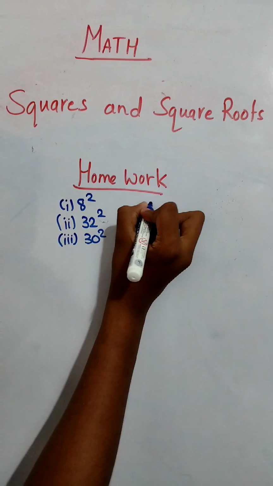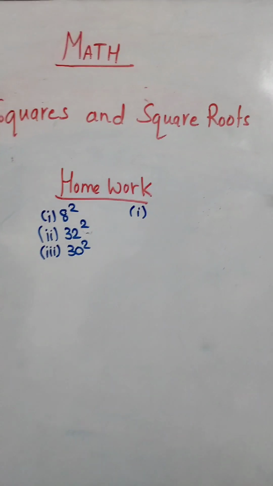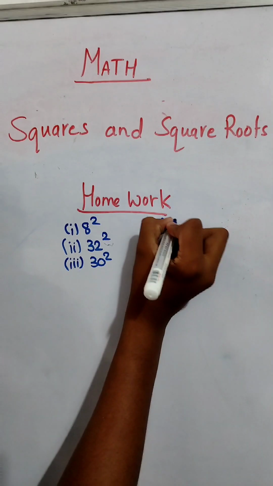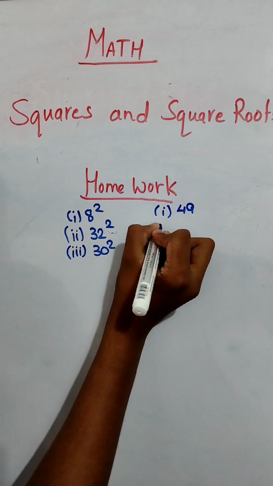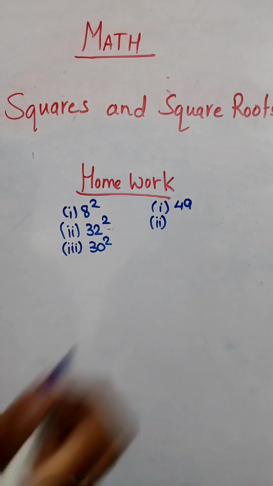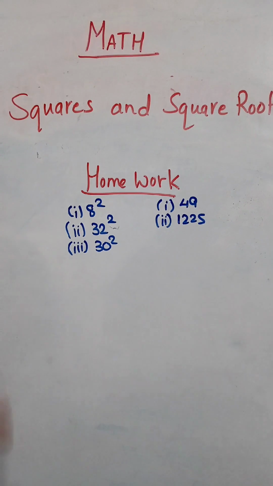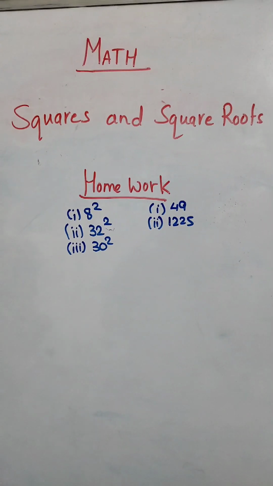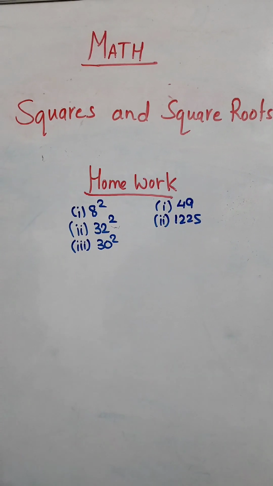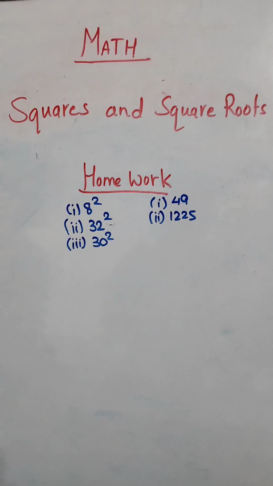Then we'll take up the square root side. I want you to find the square root of 49. Then the square root of 1225. It's a huge number, but you can use a calculator if you need to, because it's a complicated number and the square root is a quite bigger number.